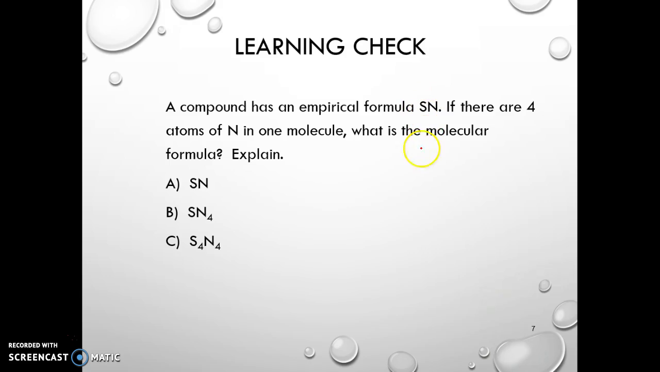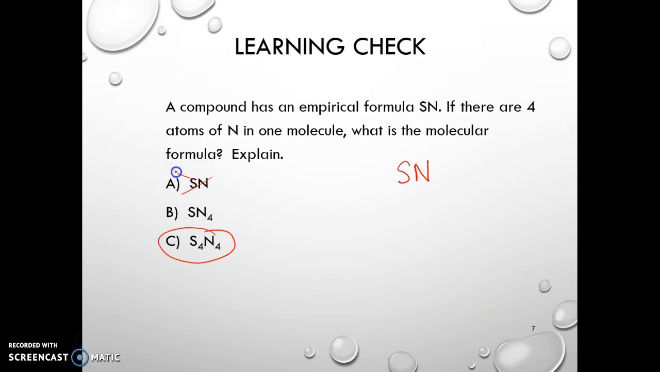We see the empirical formula. The empirical formula is 1S, 1N. We're told in the problem that there have to be 4 N's. If there have to be 4 N's, I can't just add a 4 to the N and not look at the S, because they have to be in a 1-to-1 ratio, which means that C is the only answer that can happen, because they can't be in a 1-to-4 ratio. They have to be in 1-to-1, and there have to be 4 N's.